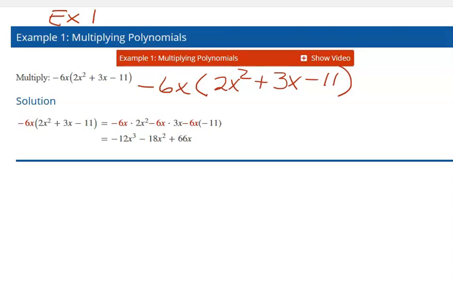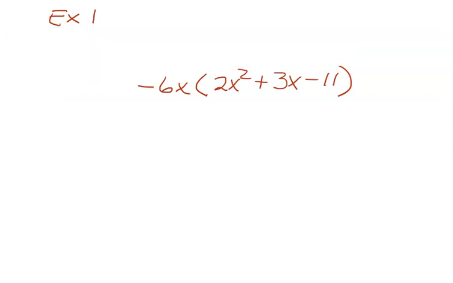Now let's do example 1. And as we look at it, copy it down, I'll go to the whiteboard. And you might say, what is this an example of? Well, it's an example of a monomial that is being multiplied by a trinomial. And basically, we're going to use that distributive technique where we multiply each term in the trinomial by the monomial.